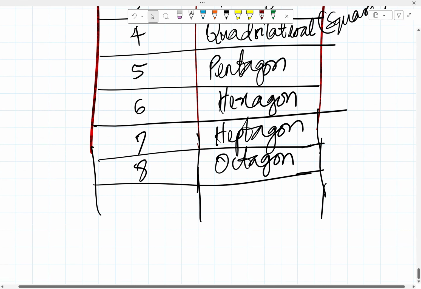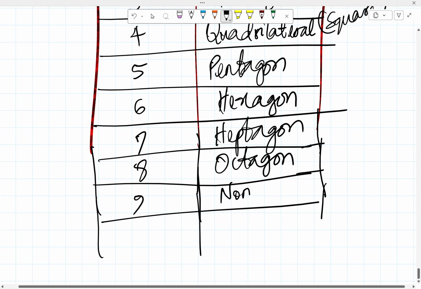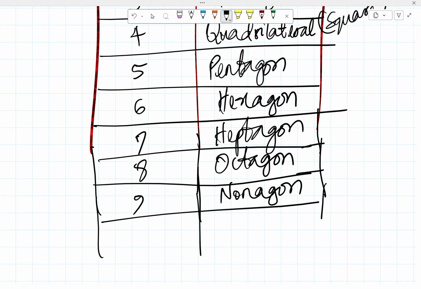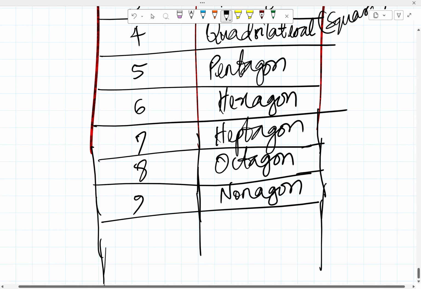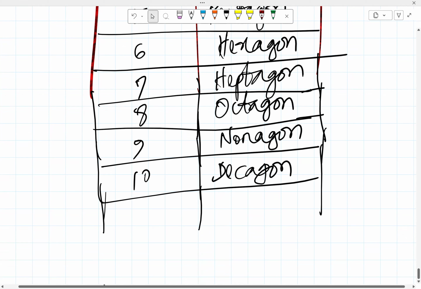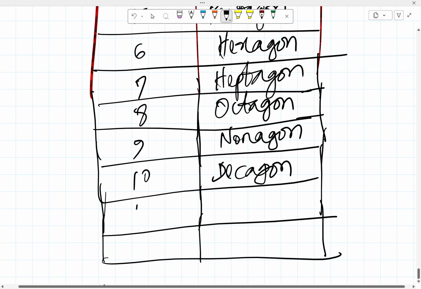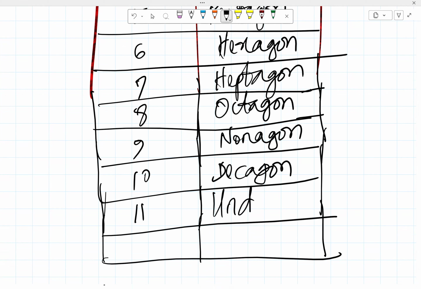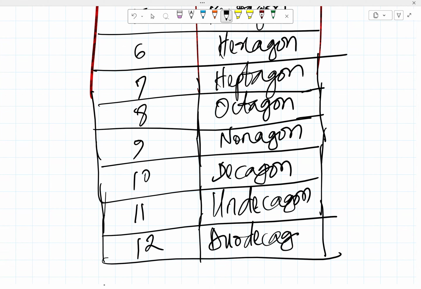Octagon. So if it is nine-sided, you have a nonagon. Remember, non-Nigerian, a 90-something-year-old person, right? Then 10 sides, you have a decagon. We can continue. I'll go as far as 12 and stop there because the names are still possible. So 11, you have an undecagon, and then n is 12, you have a duodecagon. So you can keep going like that.